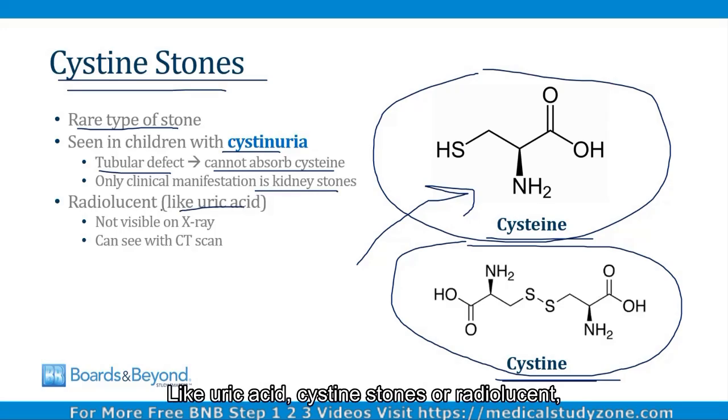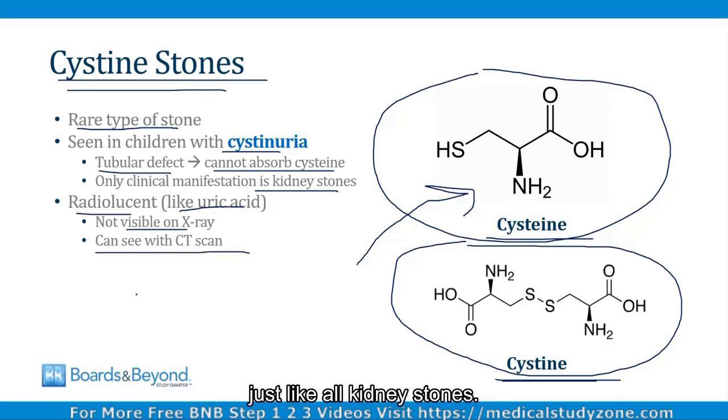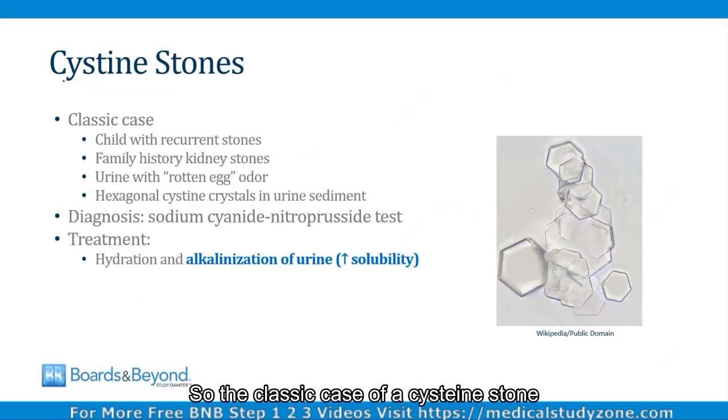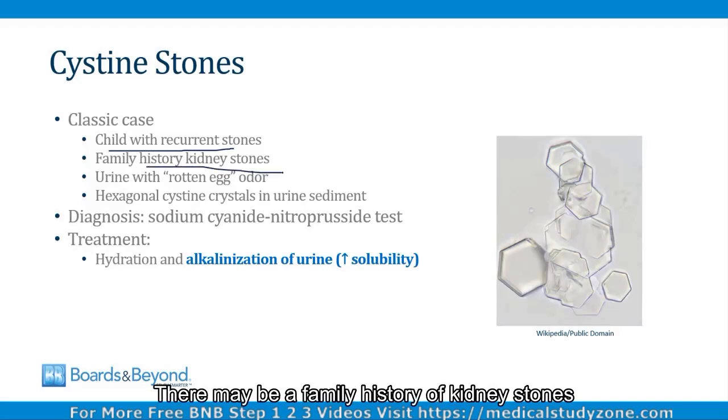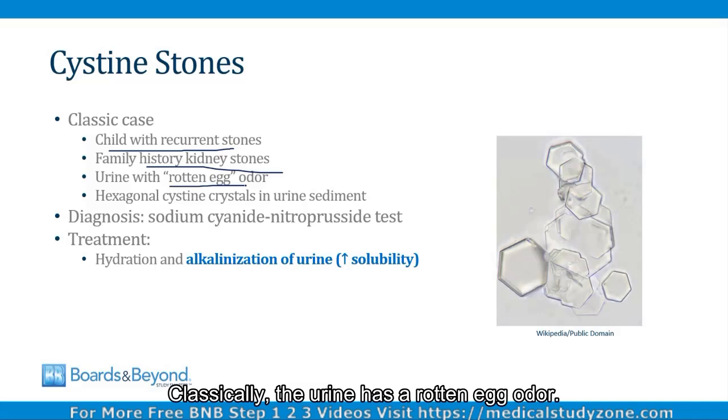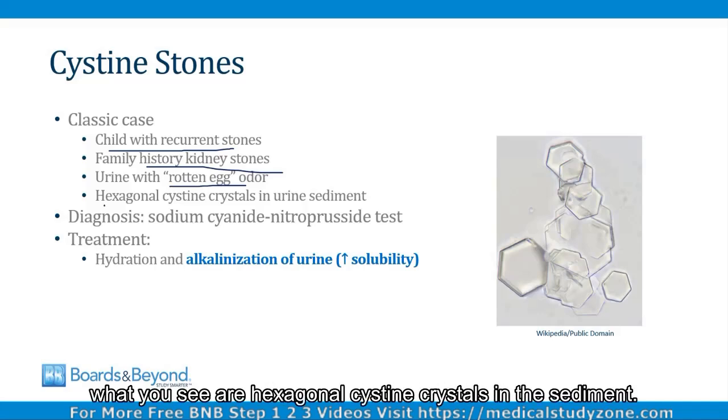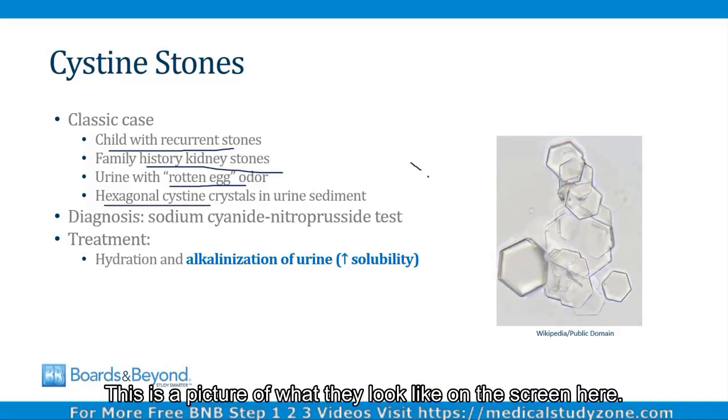Like uric acid, cystine stones are radiolucent, so you can't see them on x-ray, but they are visible on CT scan just like all kidney stones. So the classic case of a cystine stone to know for your boards is a child who has recurrent kidney stones. There may be a family history of kidney stones because cystinuria is an inherited disorder. Classically, the urine has a rotten egg odor, and in urinalysis what you see are hexagonal cystine crystals in the sediment. This is a picture of what they look like on the screen here.